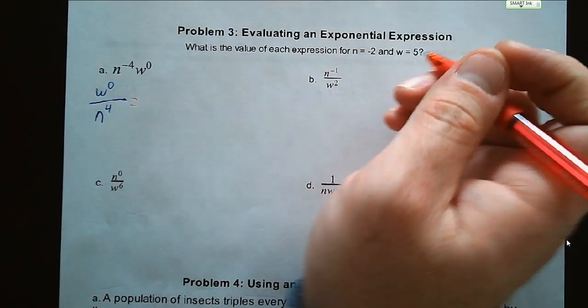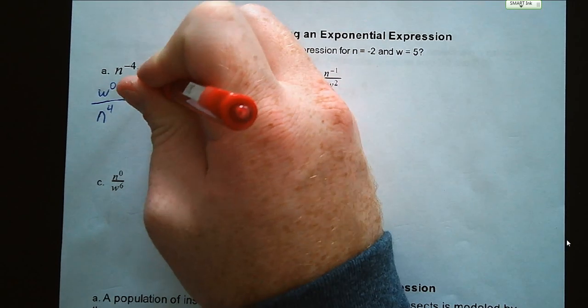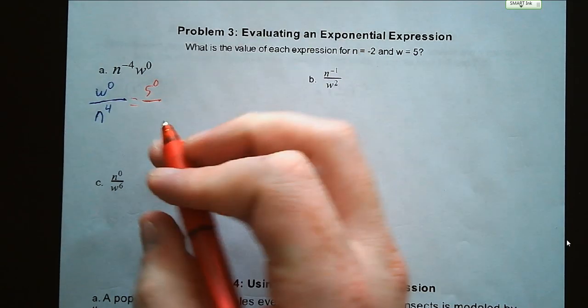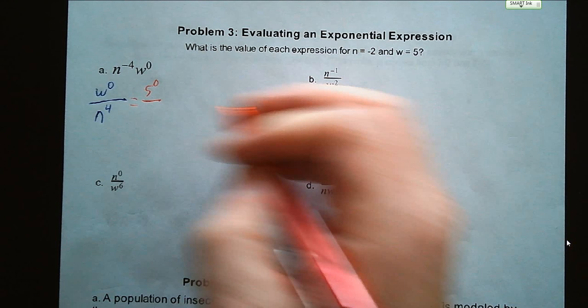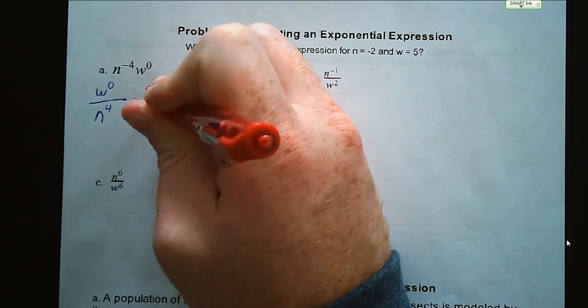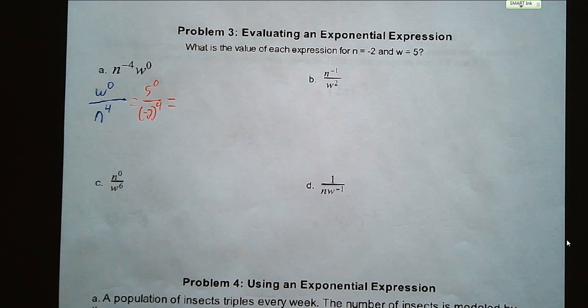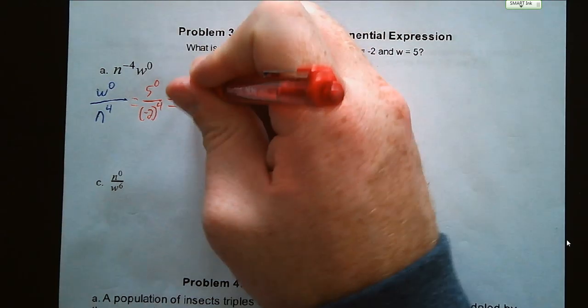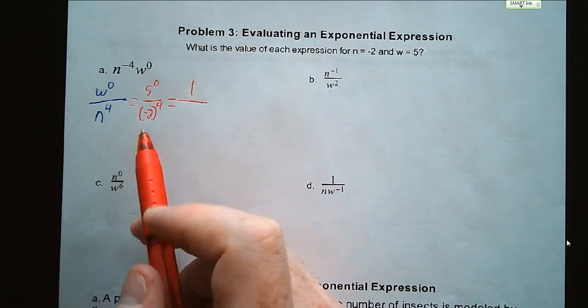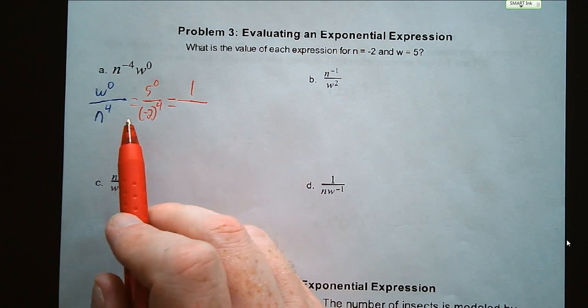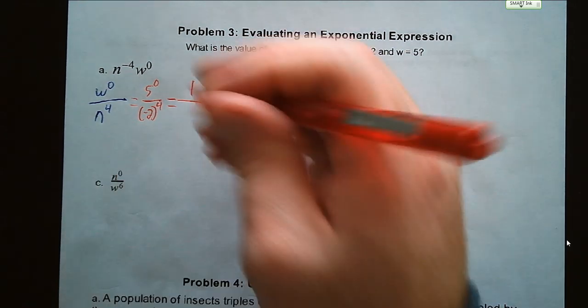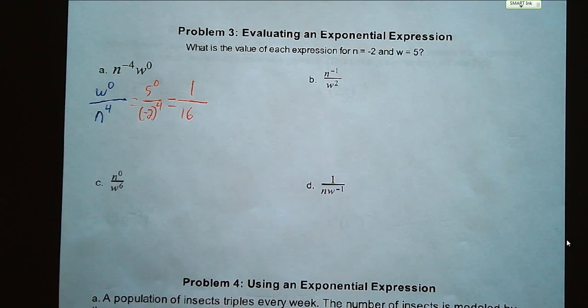So w is 5, so we have 5 to the 0 power over negative 2 for n to the 4th power. Well, 5 to the 0 power is 1. Negative 2 times negative 2 times negative 2 times negative 2 is a positive 16. Okay.